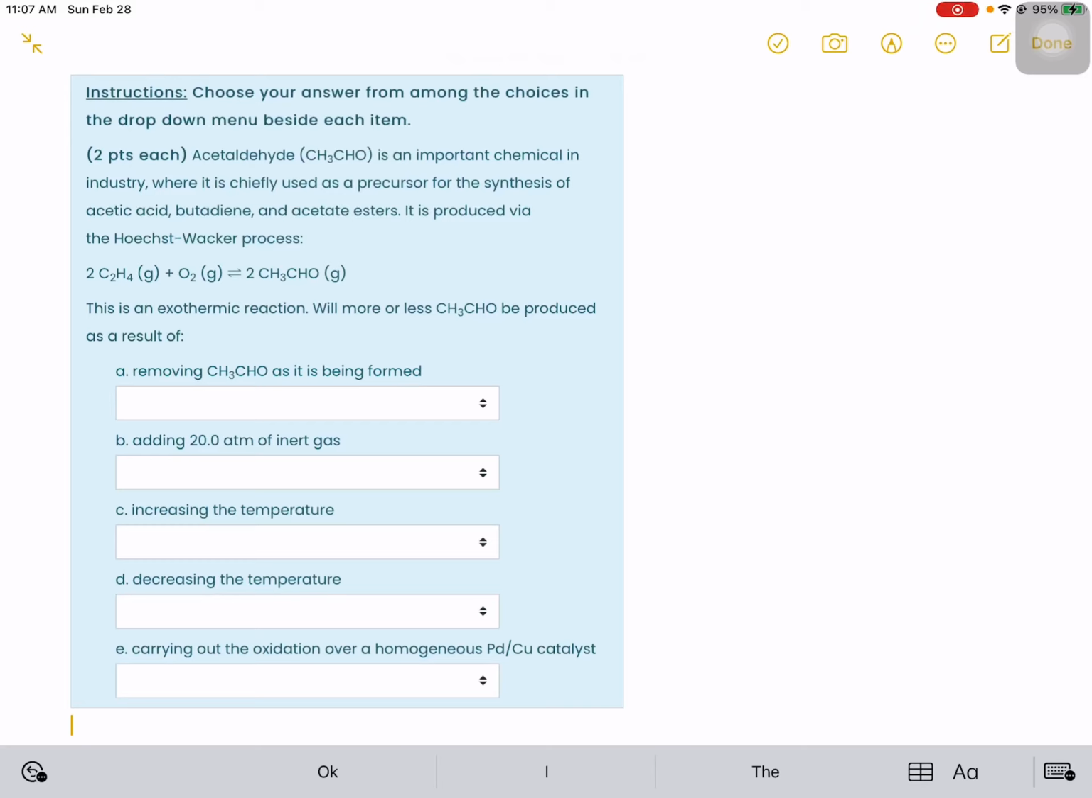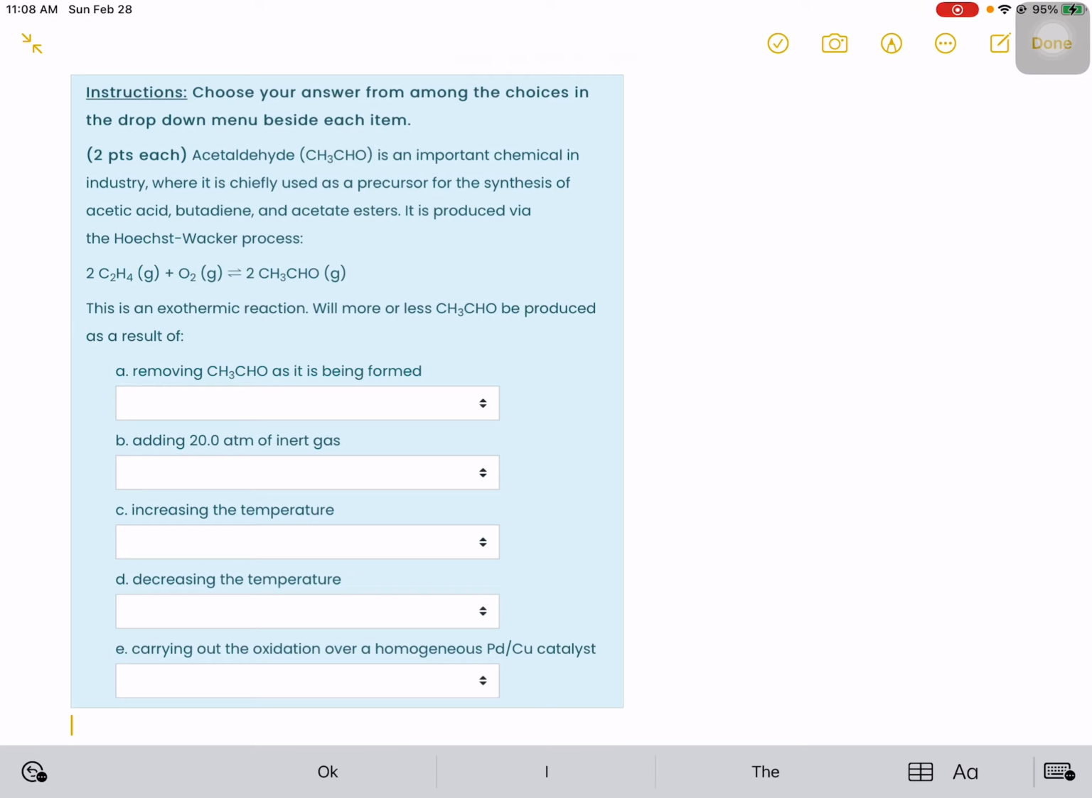For the Hoechst-Wacker process, we are given the following equation. Acetaldehyde is being produced via the following equation: two C2H4 reacting with oxygen to form two molecules of acetaldehyde. Also given to us is the fact that the Hoechst-Wacker process is an exothermic reaction.